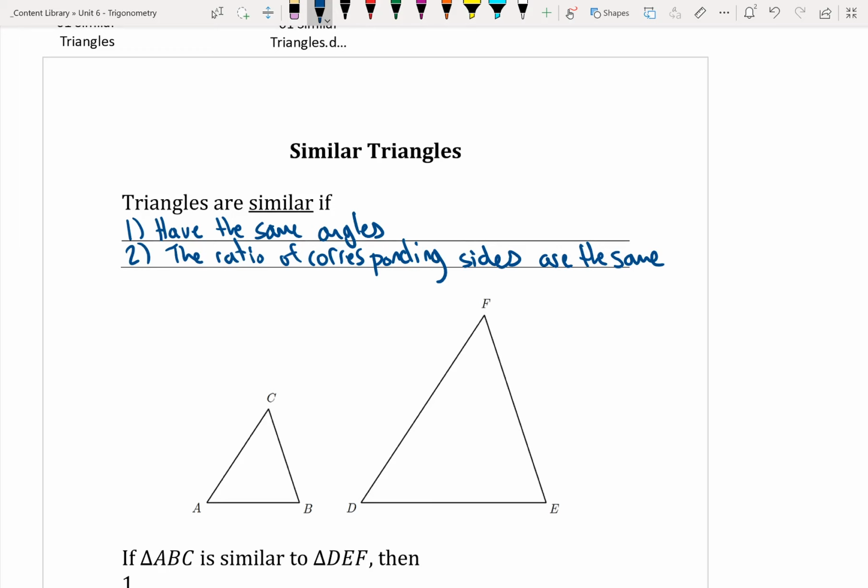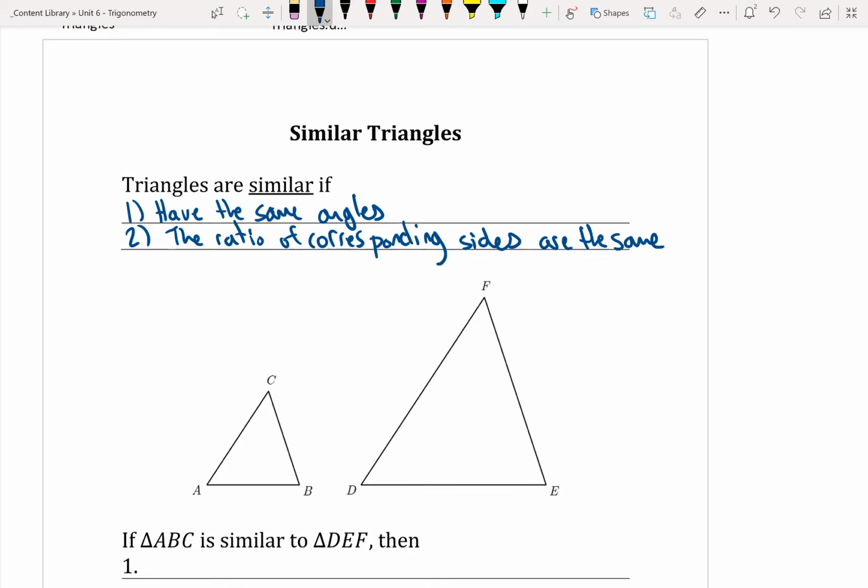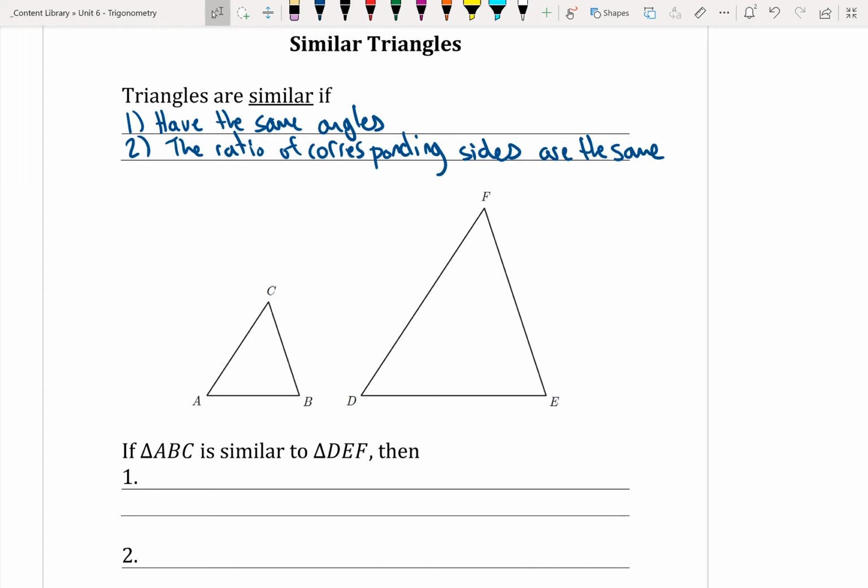So what that means, obviously the same angles means the measurements are the same, but what does it mean by the ratio of corresponding sides are the same? Basically that means if I look at these two triangles, they do look similar. We could check to see if the angles are the same, but when we're referring to the ratio of the corresponding sides, what that means is if I look at this side and I find the corresponding side on the larger triangle, and I've marked them both in red, if this side had a measurement of 1 and this had a measurement of 2, you would say that on the larger triangle this side is double the size, or 2 times the size.